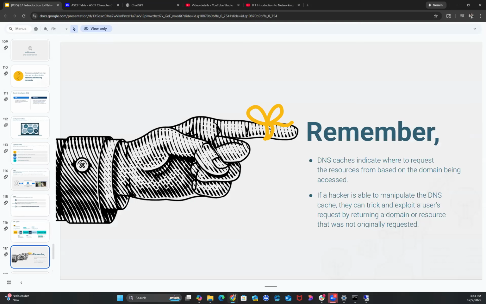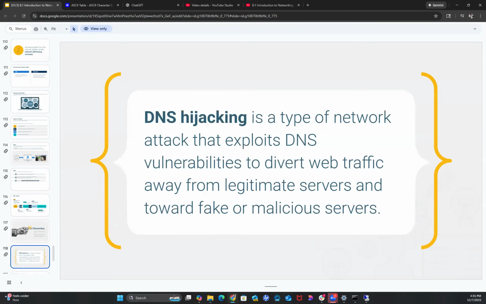So remember, the DNS cache indicates where to request a resource from, based on the domain being accessed. If a hacker is able to manipulate the DNS cache, they can trick and exploit a user request by returning a domain or resource that was not originally requested. So today we will check how DNS hijacking works.